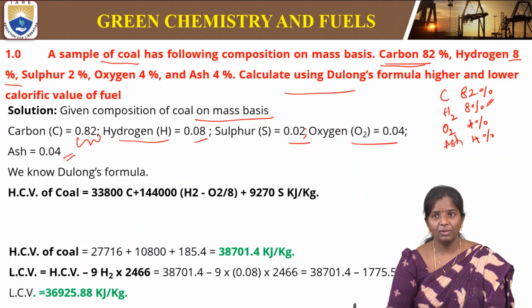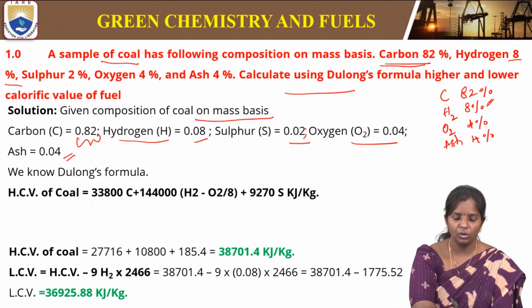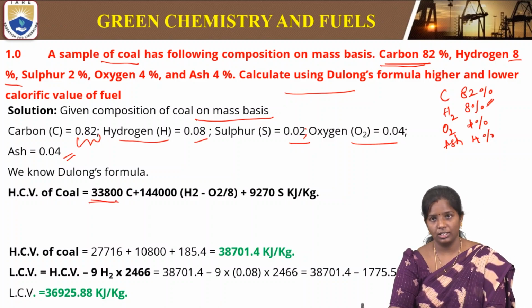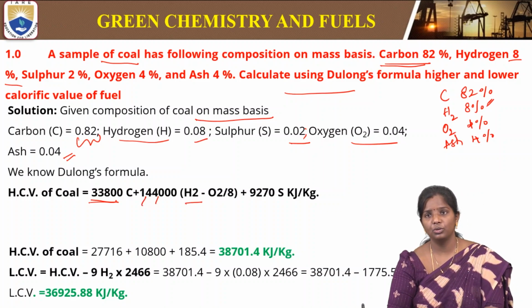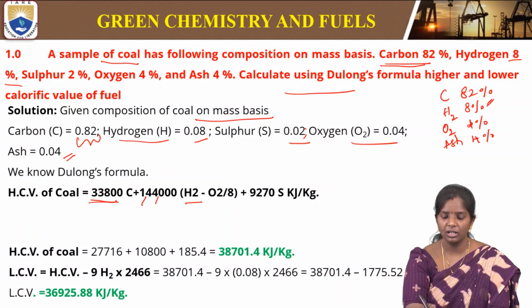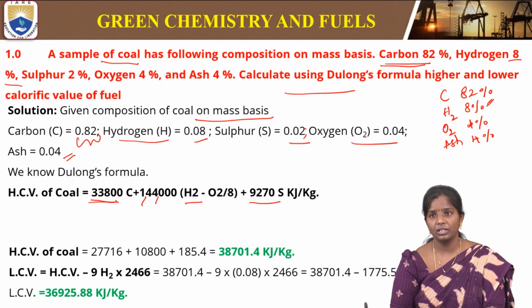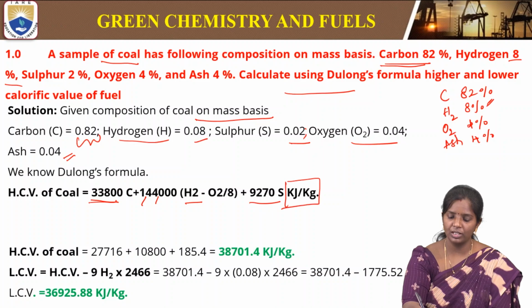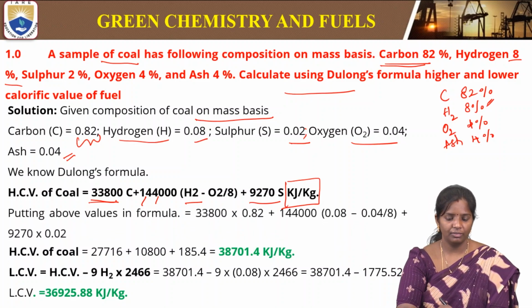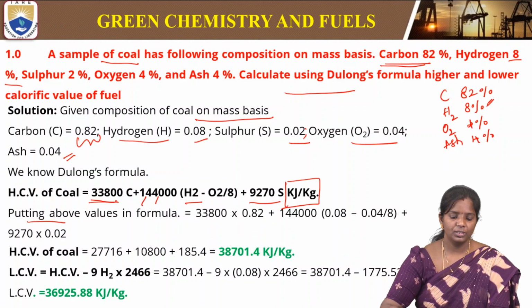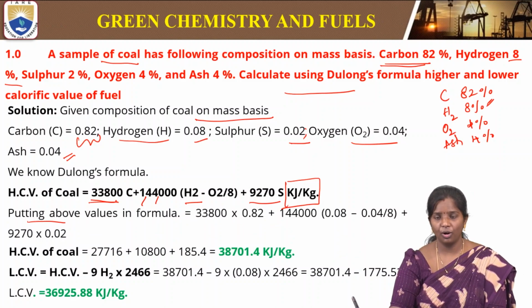So Dulong's formula, we know that HCV is equal to 33,800 carbon plus 1,44,000 multiplied by hydrogen minus oxygen by 8 plus 9270 sulfur. These are the units, kilojoules per kg. Whenever they are given in the form of percentages, it is obviously in the form of kg. Now substitute the values in this formula.